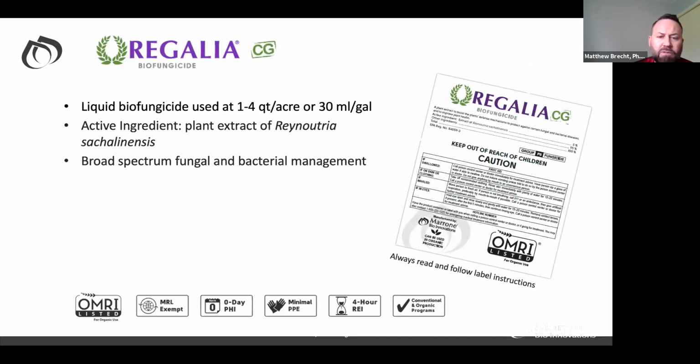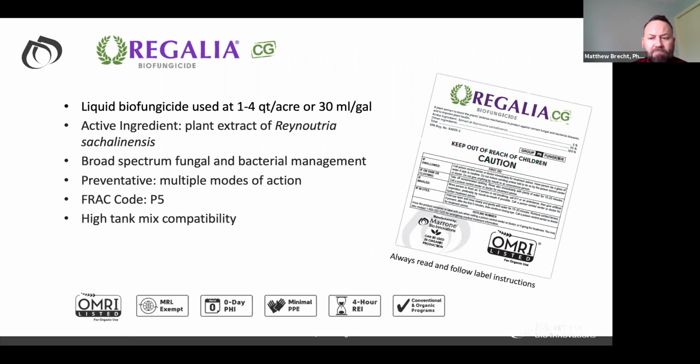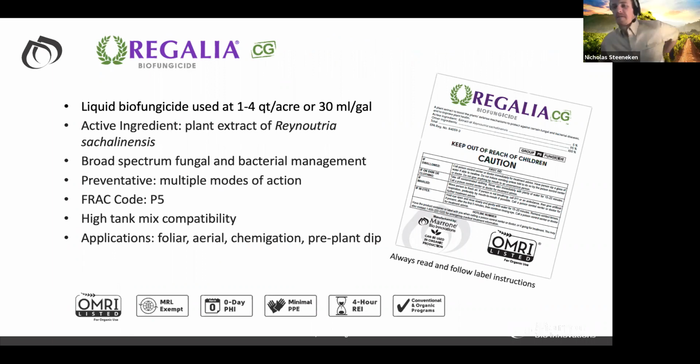Regalia CG. Okay, so let's just talk really quickly about it. Here, Matt, this is where I'm going to take over. Yep. Okay, right. Great, sounds good. Yeah, I'll tag you back in when we get back to the insects.